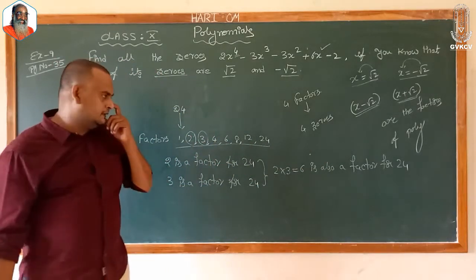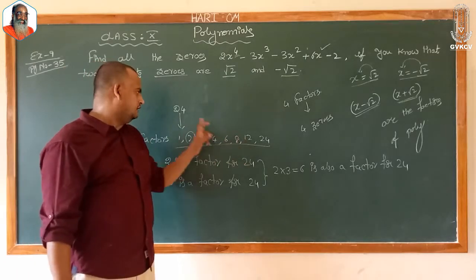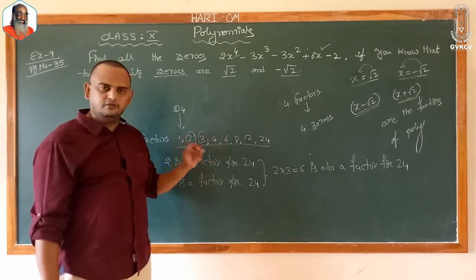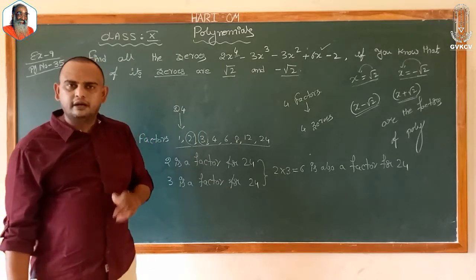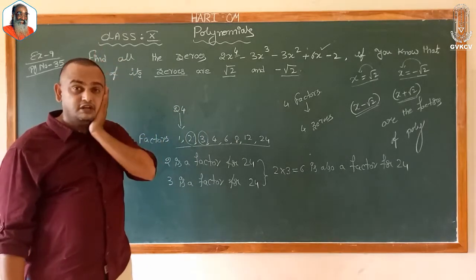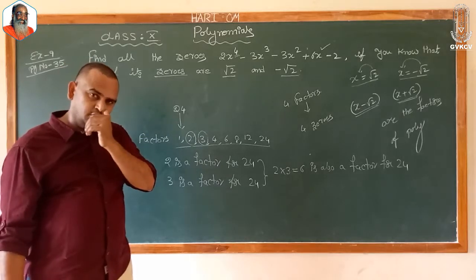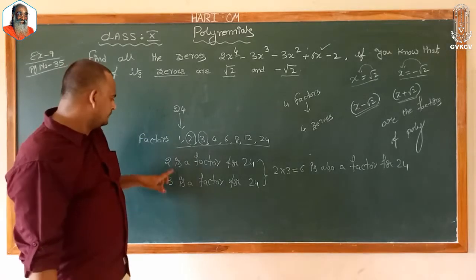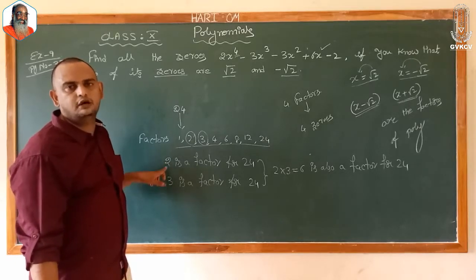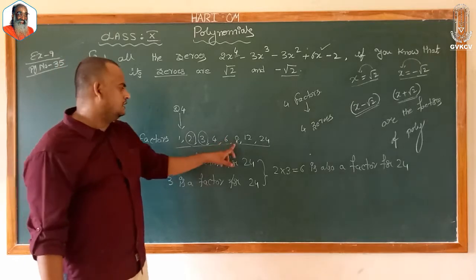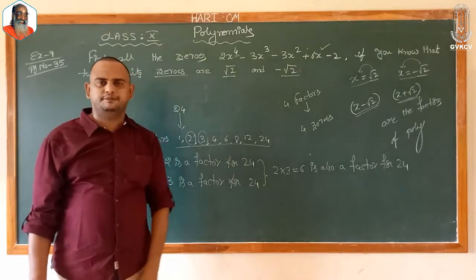Now you may ask, sir, 12 is a factor of 24, 8 is also a factor of 24, then 12 8s are 96, is 96 also a factor of 24? No, sir. But here what you need to understand is that 2 and 3 are co-primes. 2 and 3 are what? Co-primes. But here 8 and 12 are not co-primes.